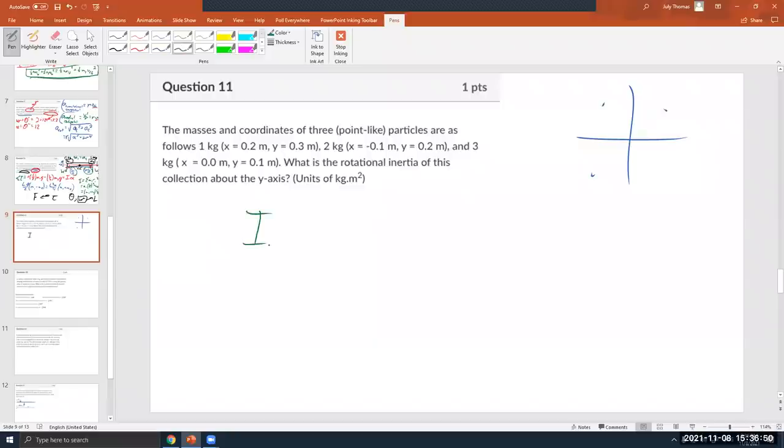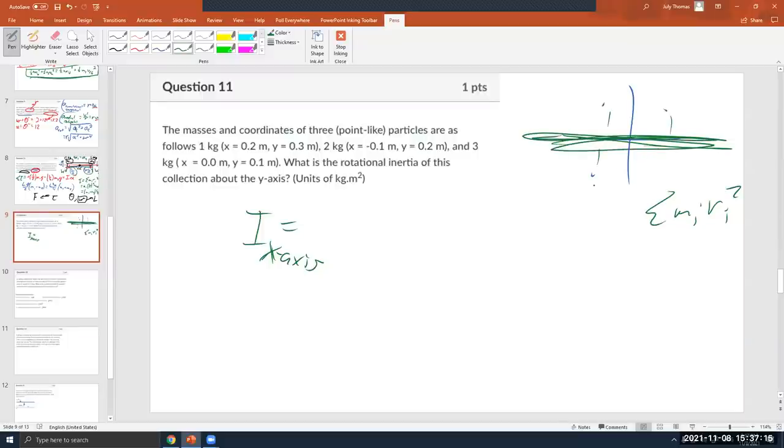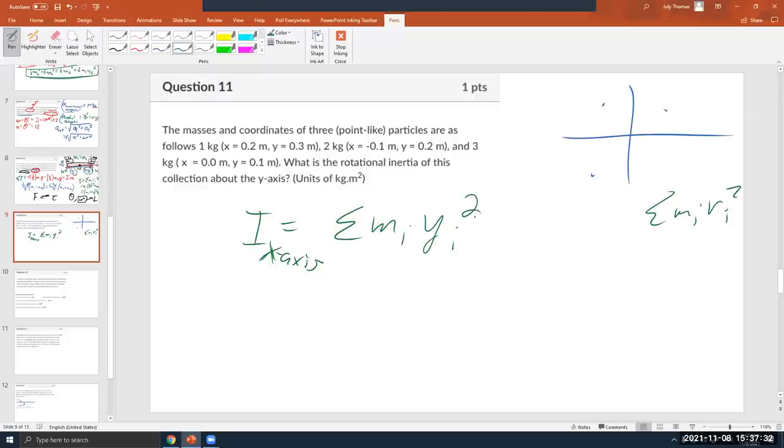In every case, the inertia about a set of point masses is the sum of m_i r_i squared. When I'm in the xy plane looking for the rotational inertia about an axis, this is going to simplify quite a bit. So if I want the inertia about the x-axis, since the distance of each of these points from the x-axis is the same as the y-coordinate, that means that the inertia about the x-axis is the sum of m_i y_i squared. Notice that the inertia around the x-axis depends on the y-coordinate. Similarly, the inertia about the y-axis is the sum of m_i x_i squared. The distance from the y-axis is the x-coordinate of the point.